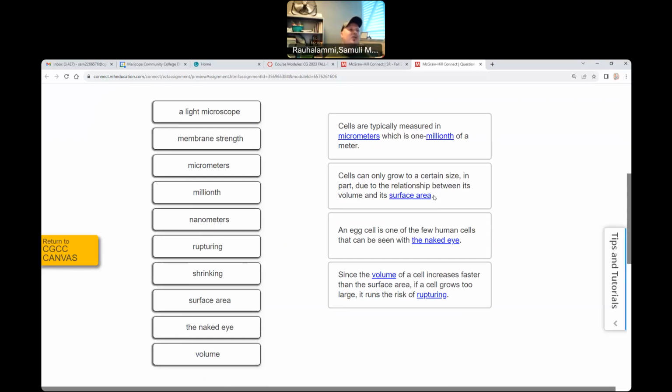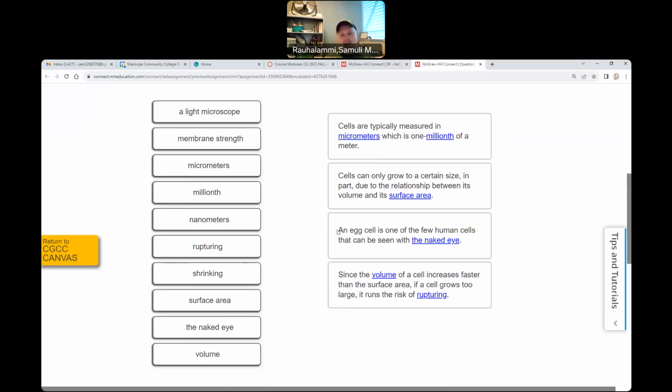We see as the cell size grows, the volume of the cell grows at a faster rate than the surface area of the cell. And we really want to have a lot of surface area for a cell so that there's a chance to do a lot of exchange of materials across the cell surface.